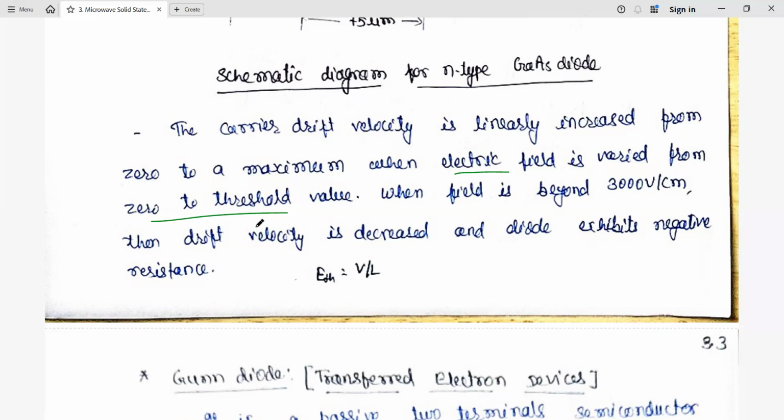So when it crosses that limit, we have such types of situations. Here 3000 volts per centimeter is considered. Then the drift velocity is going to decrease, and the diode exhibits negative resistance. So here mobility is going to decrease. The drift velocity decreases after the threshold value, that is 3000 volts per centimeter. Due to that, we get negative resistance, and this threshold value E_th equals V upon L.